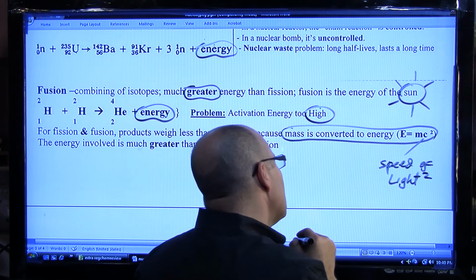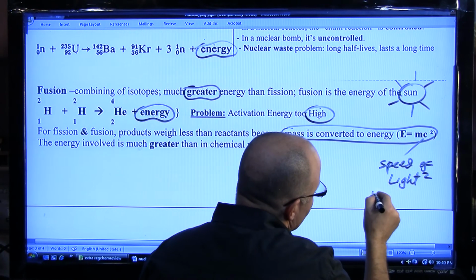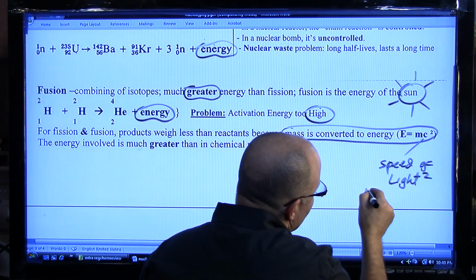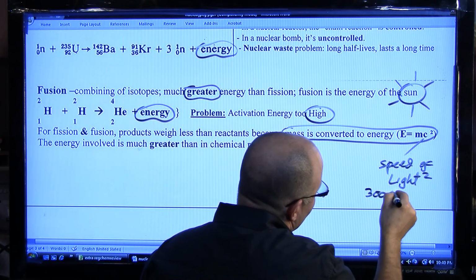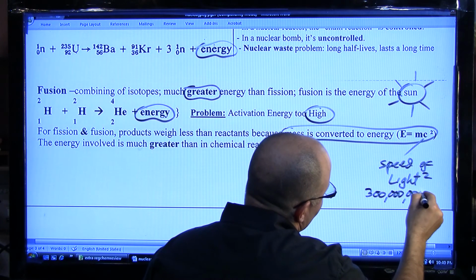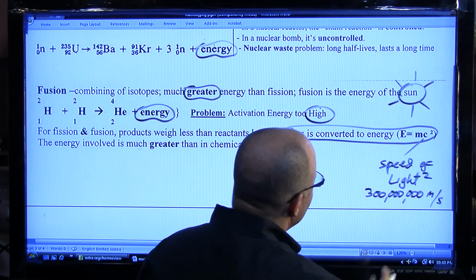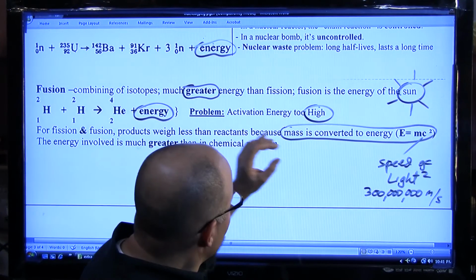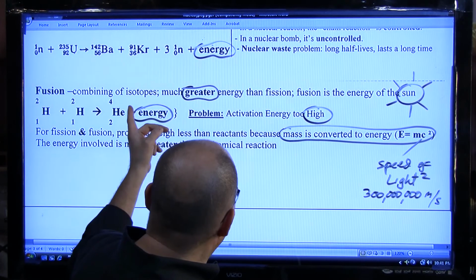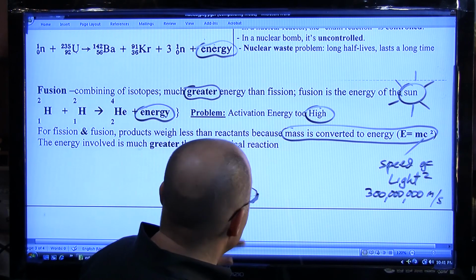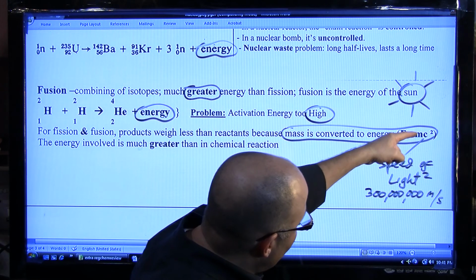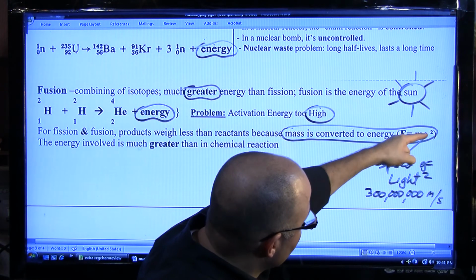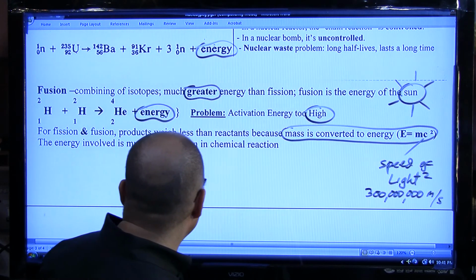The speed of light, you might recall, is 300 million meters per second, which is a very large number. So that's why, although it's a small mass that is missing, that is the defect, that small mass multiplied by a very large number gives you a tremendous energy outcome.